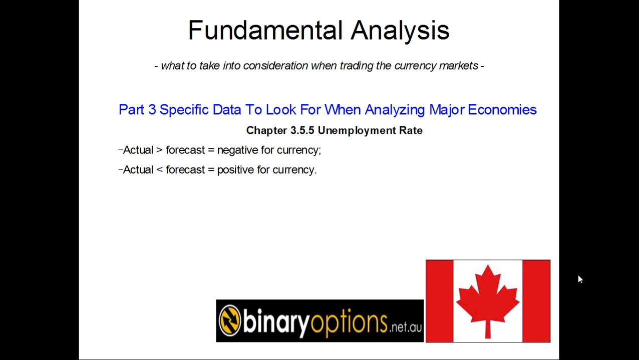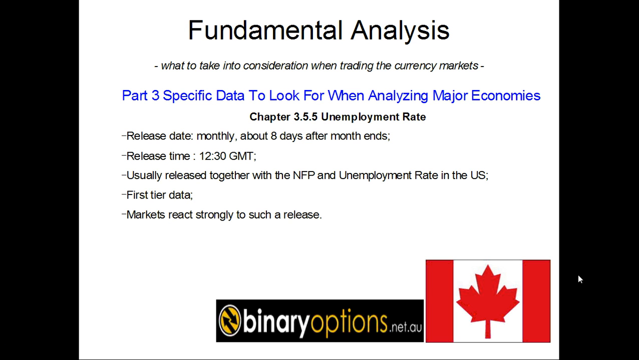If the actual comes in higher than the forecast, this should be viewed negative for the currency. Why? Nobody wants the unemployment rate to have higher levels, of course. So higher actual than the forecast, you have negative, negative for the currency. And if the actual comes lower than the forecast, then this should be interpreted as positive for the currency, because that would mean the economy is faring well, and jobs data are directly linked with consumer spending data. Again, markets react strongly to such a release.